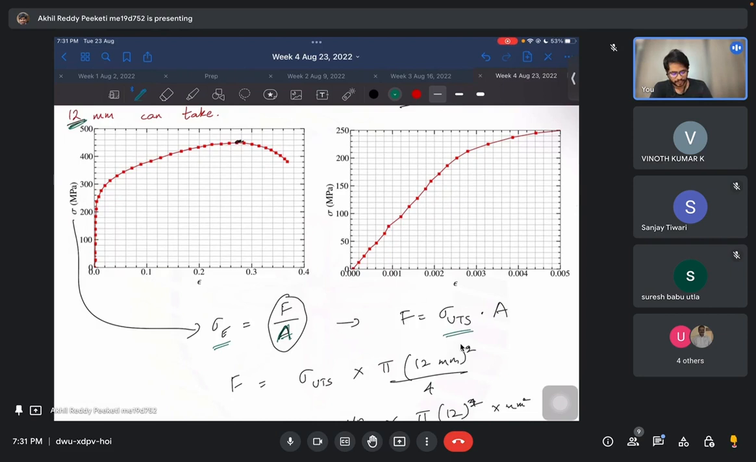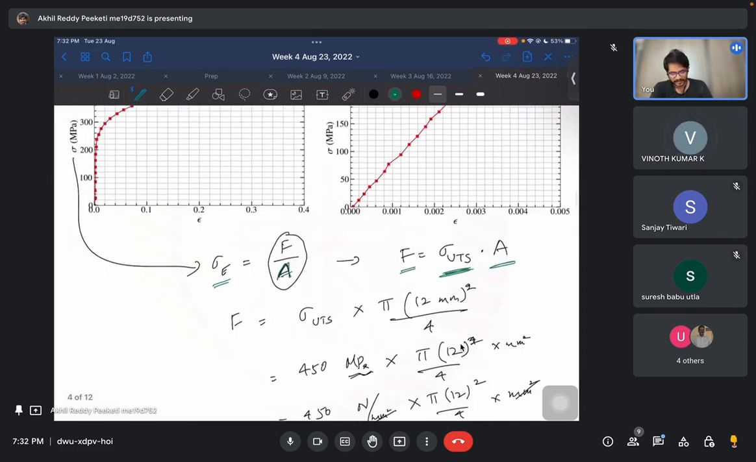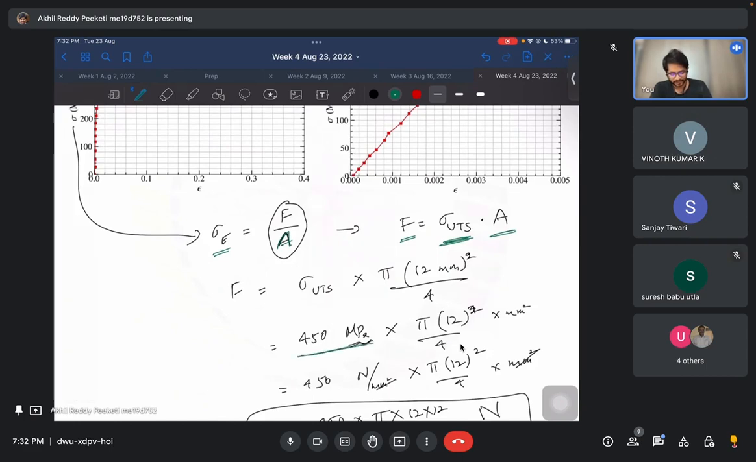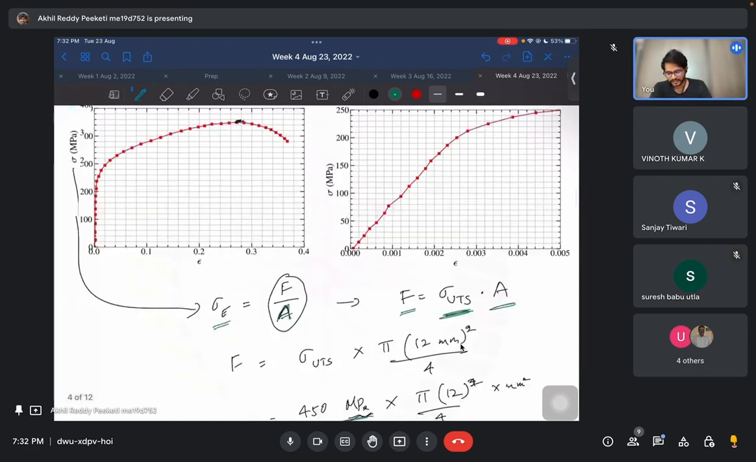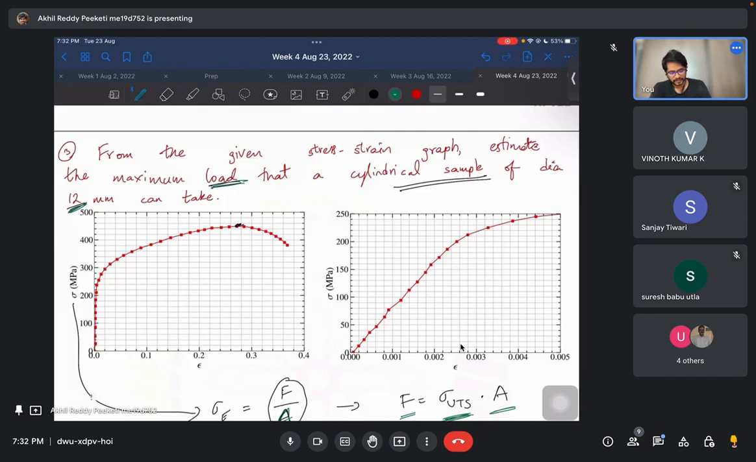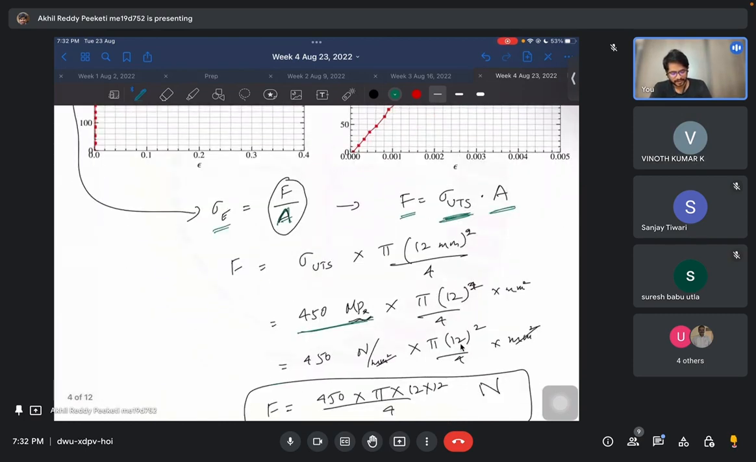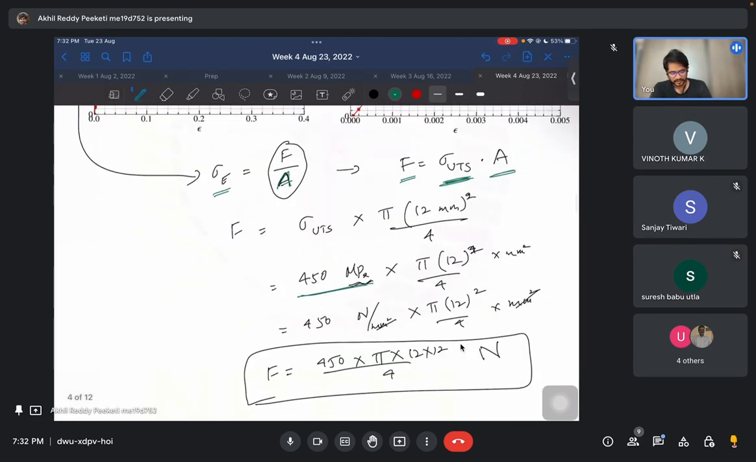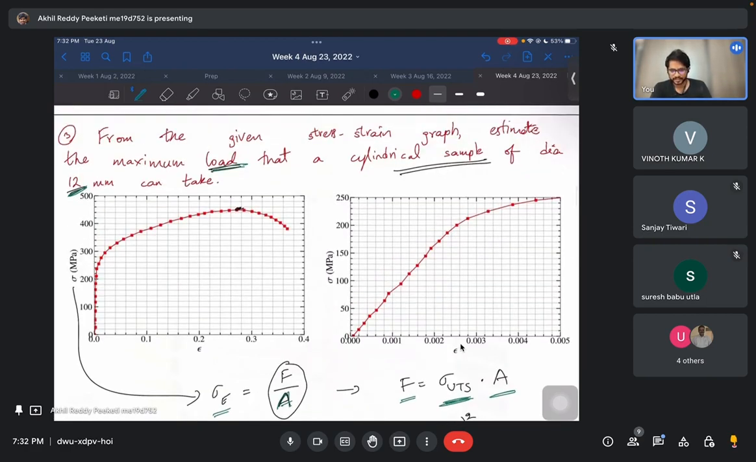So the maximum load would be ultimate tensile strength into initial area. In this case, the ultimate tensile strength came out to be 450 MPa, and the initial diameter is given as 12 mm. So the area is pi d square by 4. Here MPa we are writing in terms of Newton per mm square, so mm square and mm square get cancelled. We will get the force in terms of Newtons. So ultimate tensile strength into area. Okay. So this will give us the maximum load.